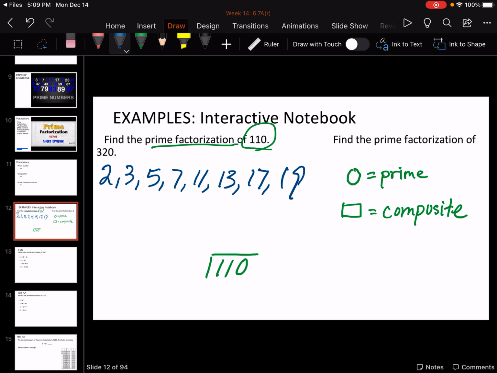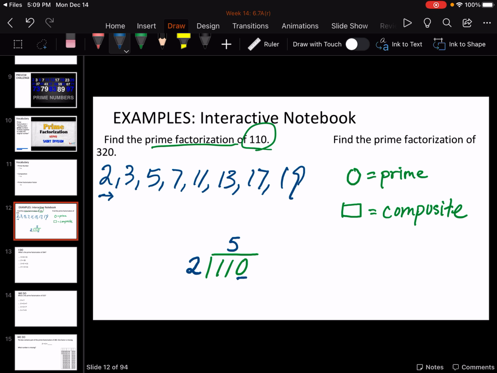So I always start from the beginning and work my way to the right. I have here, it ends in 0. So I know it's divisible by 2. So I'm going to divide by 2. 2 goes into 1, 0 times. 2 goes into 11, 5 times.